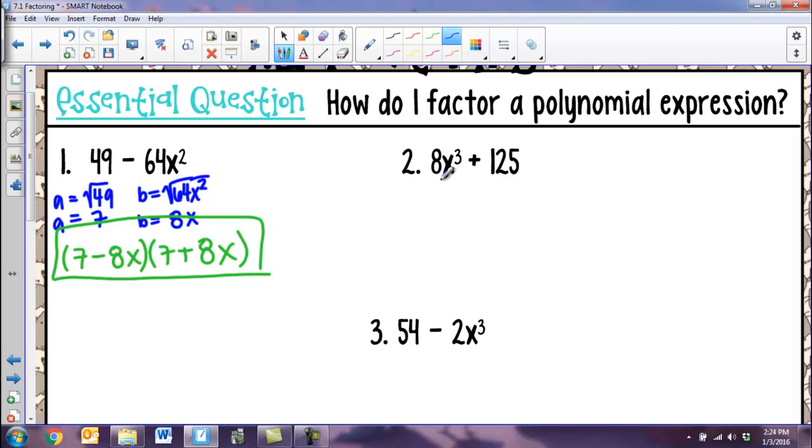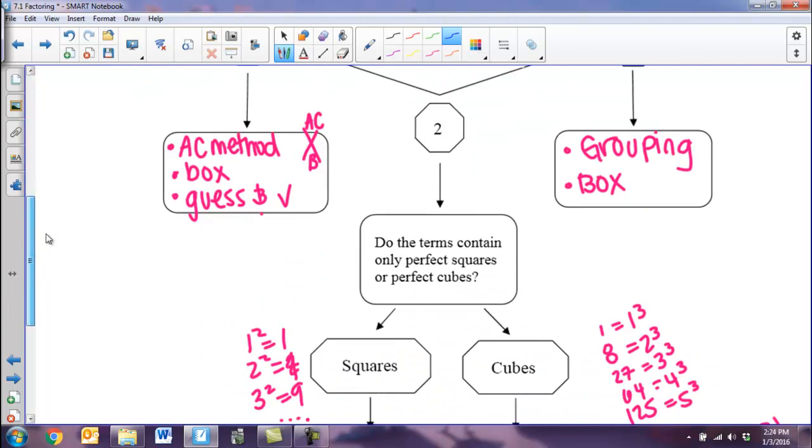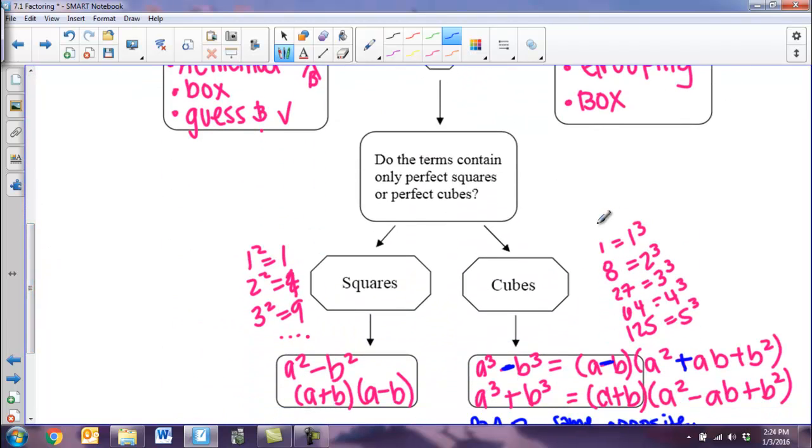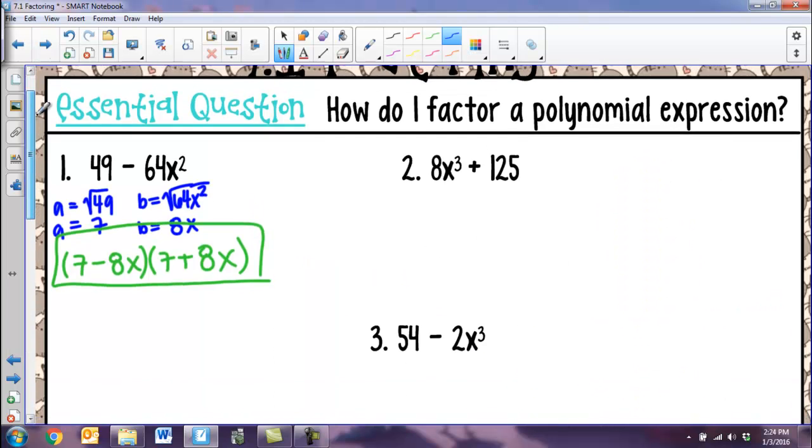So I think about 8. 8 is 2 cubed, and 125 is 5 cubed. So again, if you go back to that chart, remember some of those special cubes. Here, I'll go back and look. These are the ones that show up most often. Okay, but you may see other ones as well. So we're going to go ahead and know those two things.